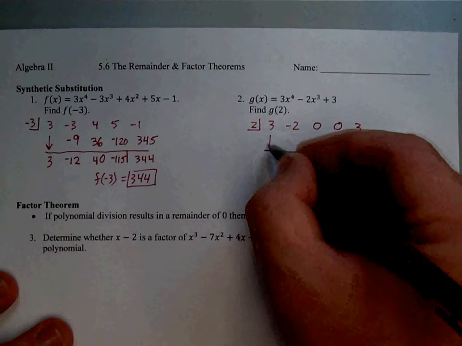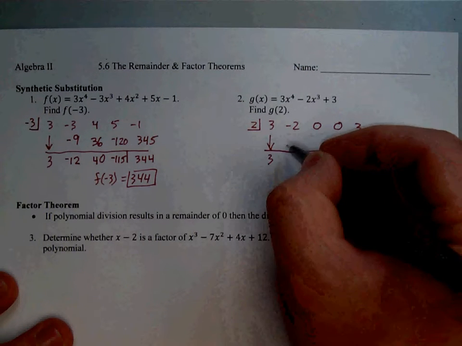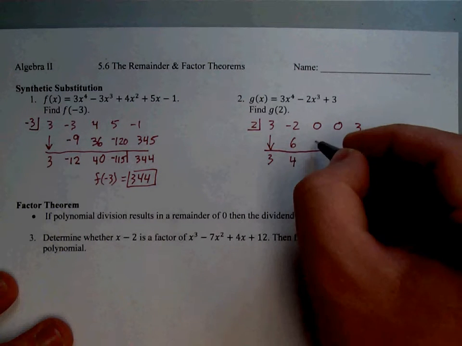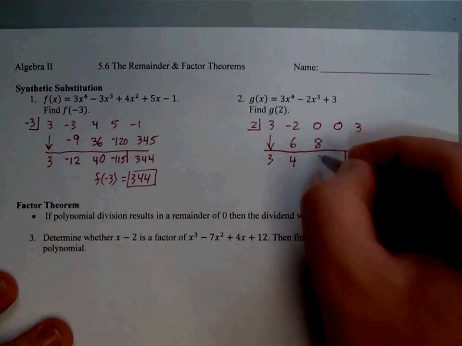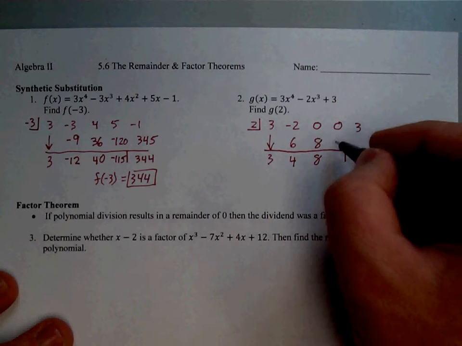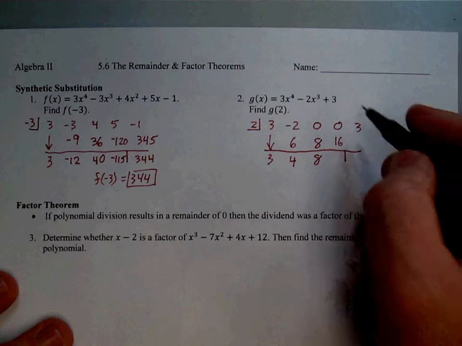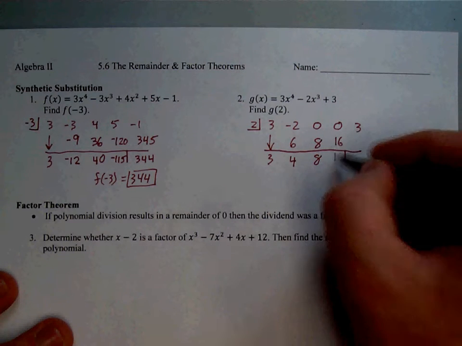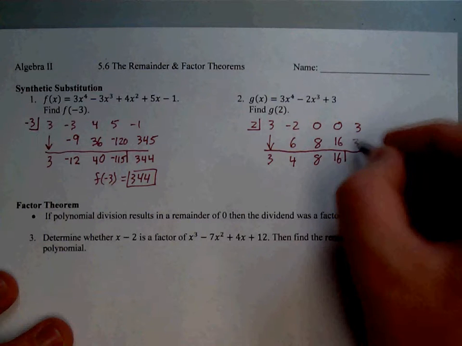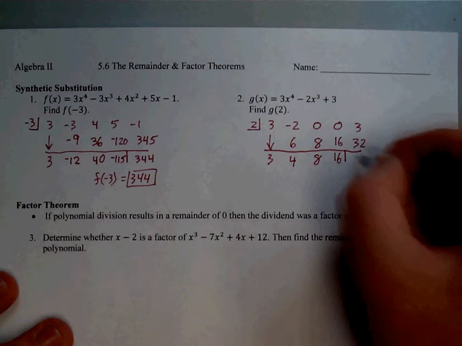So drop the first number straight down. 3 times 2 is 6. Negative 2 plus 6 is 4. 4 times 2 is 8. 0 plus 8 is 8. 8 times 2 is 16. 0 plus 16 is 16. 2 times 16 is 32. And 32 plus 3 is 35.